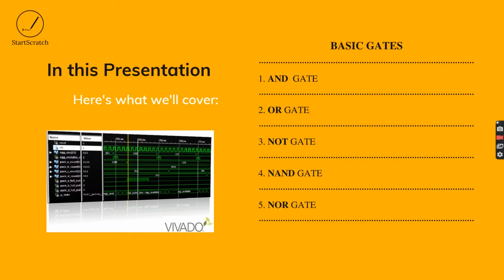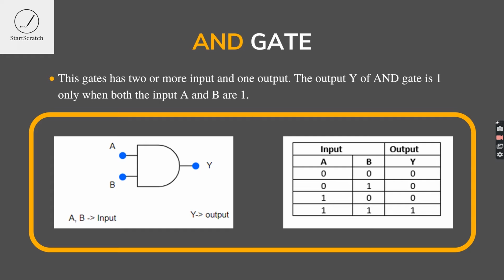In this video, we will be learning how basic gates work and how the Verilog code can be written for these 5 gates. Now let's go to our first gate, that is the AND gate.